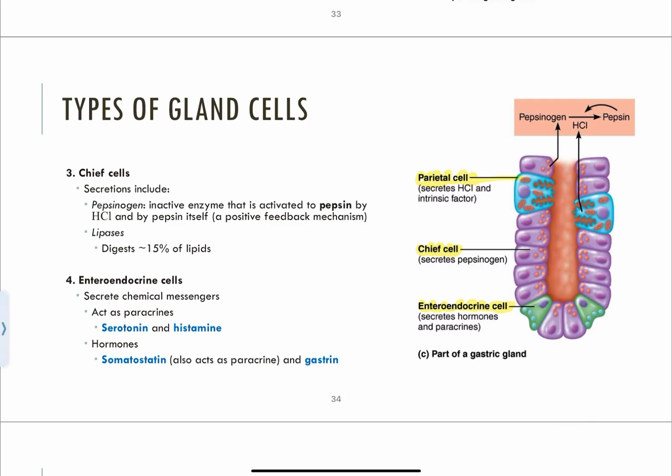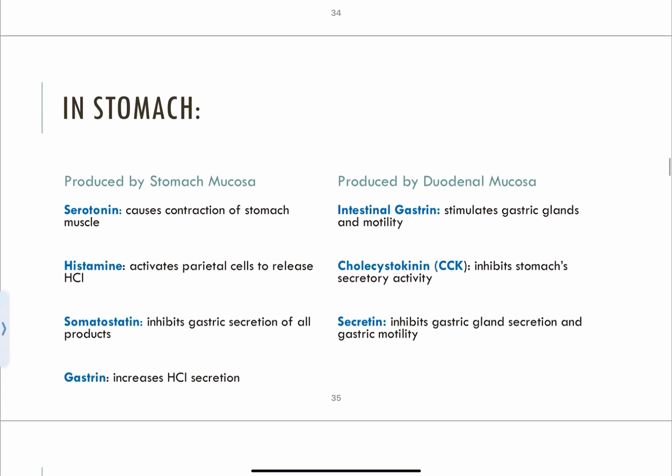So these cells are a form of endocrine cells, so they can secrete hormones. They secrete chemical messengers. Some of these chemical messengers can act as paracrines, meaning they are acting on either the same cell or a very close cell. That would include serotonin and histamine. And then we also have our hormones, which are going to go and act farther away. And that includes somatostatin, which can also act like a paracrine, as well as gastrin.